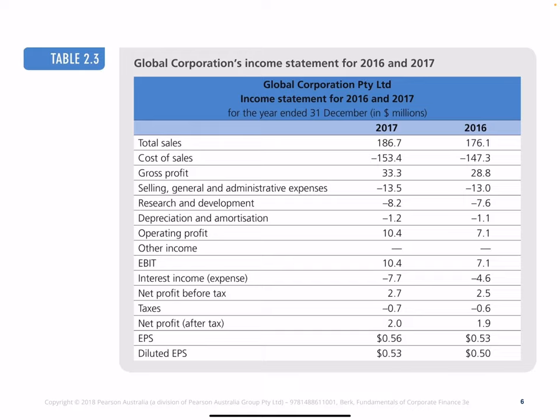And then you pay your interest expense, and you get a net profit before tax, and then you pay your taxes, and that gives you net profit after tax. Net profit after tax is really the profit that people usually talk about. Earnings, net profit after tax, that's the earnings. And from that one, we can then calculate EPS, which is earnings per share, right? Earnings divided by number of shares outstanding.